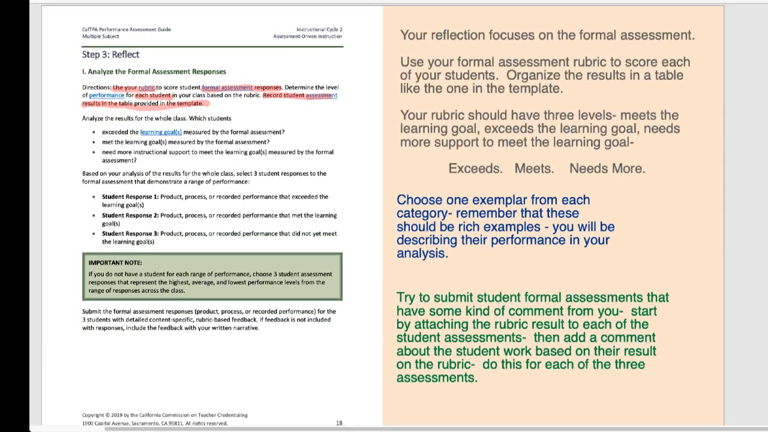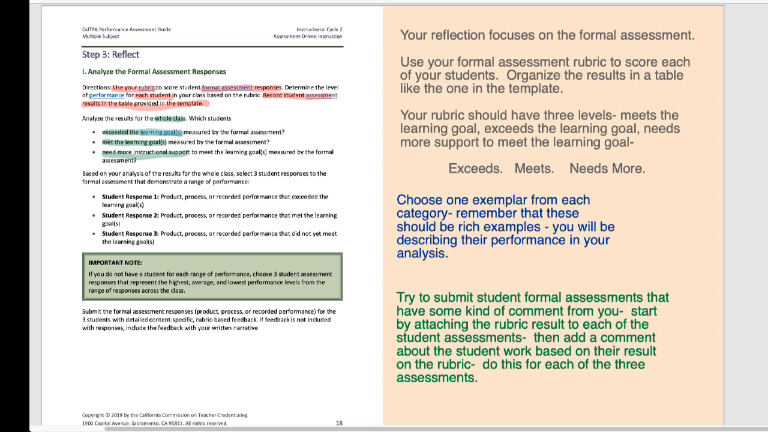All right. The next part, analyze the results for the whole class. And this is important because you need to think about the whole class, and then you need to think about 3 students. And the way they set it out for the whole class, and this will matter with the 3 focus students too, the students that exceeded the learning goals, the students in your class who met the learning goals, and the ones who need more instructional support, who did not quite meet the learning goals.